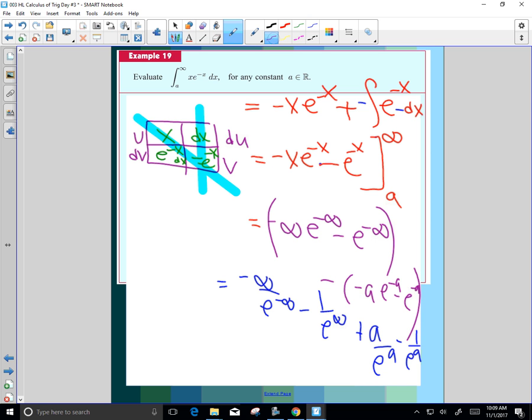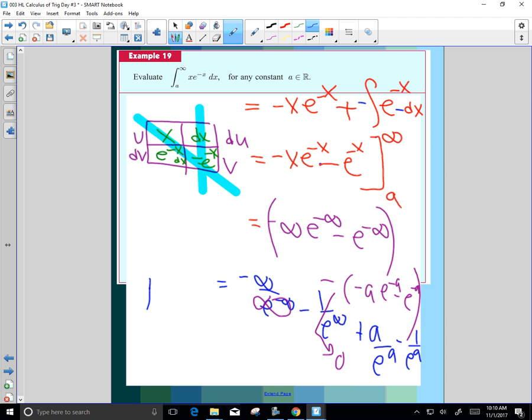What does this thing do here? 1 over e to the infinity. I like that. But what's infinity over e to the negative infinity? Maybe? That's right. It is an indeterminate form. So what do we have to do? Try and do L'Hopital's rule. Yeah.